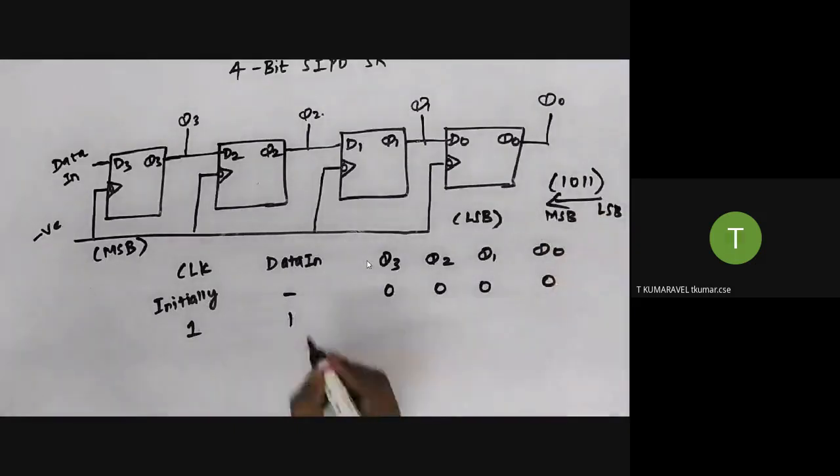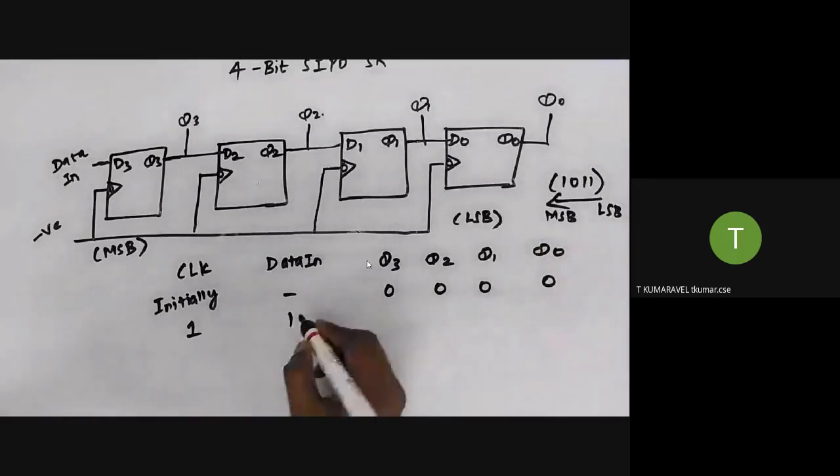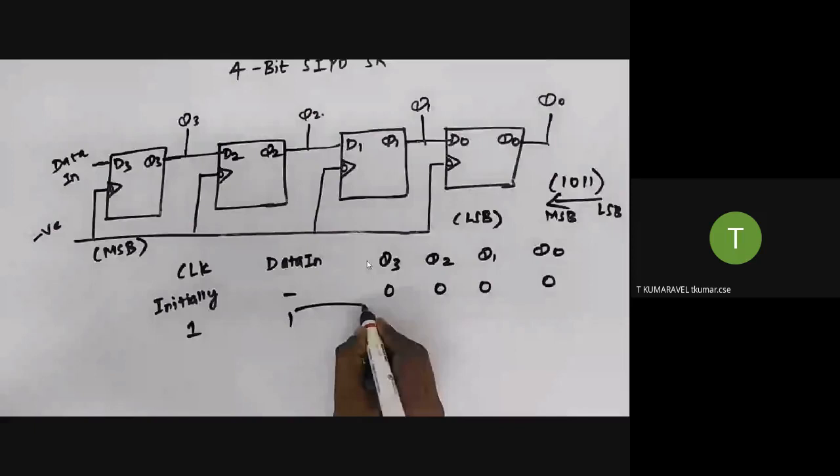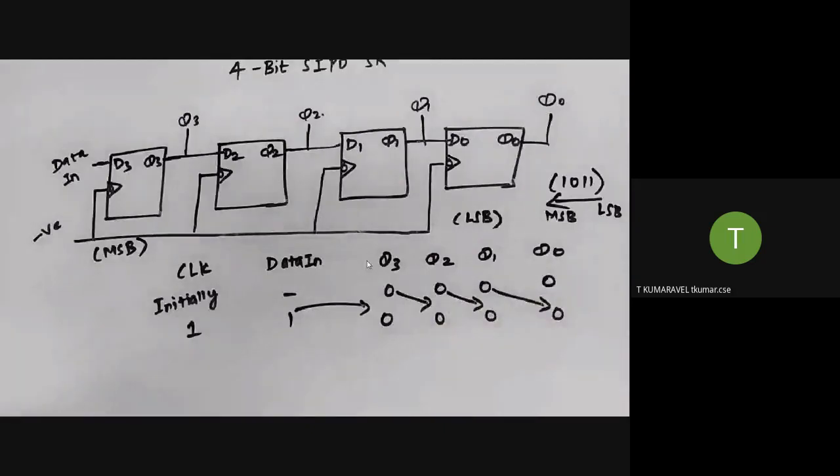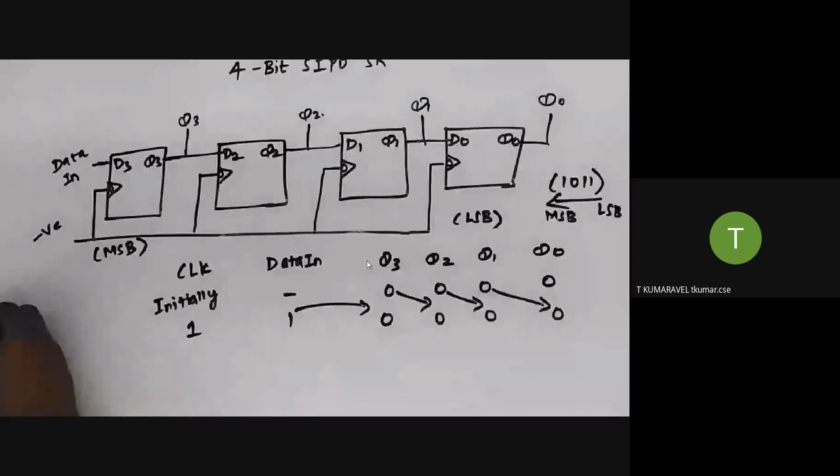So what happened? This is a shift register. This data is forwarded to here, and forwarded to here. Suppose in the first clock cycle, I will show you what happens.